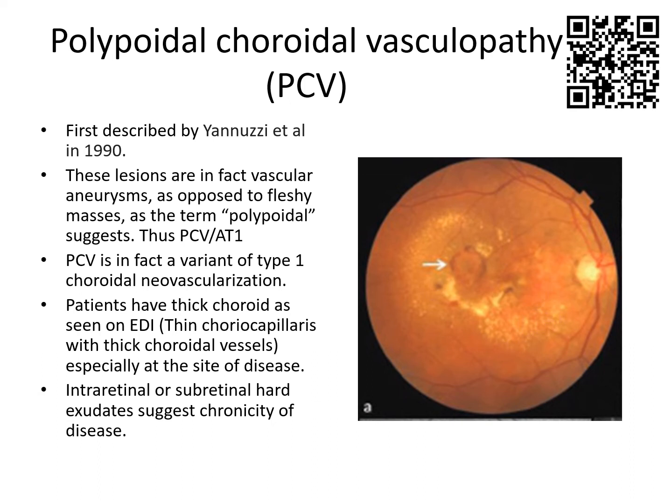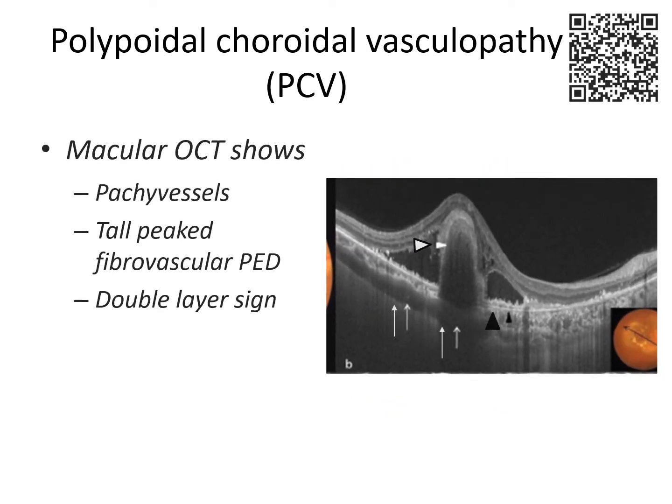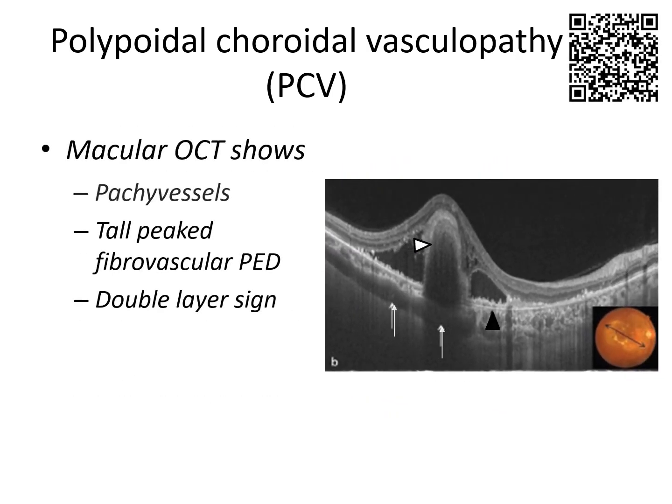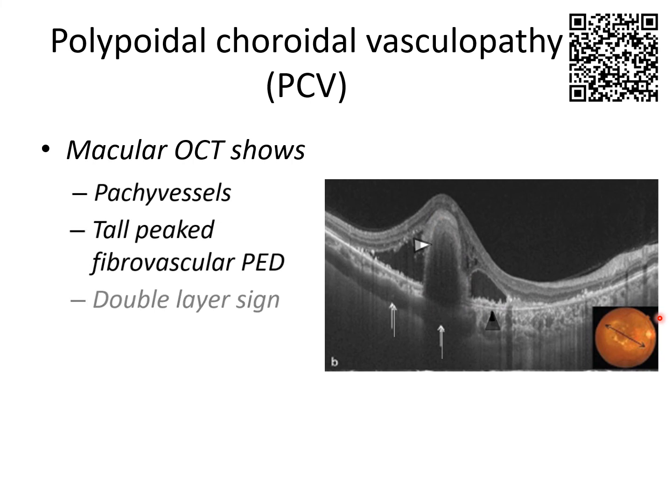When we look at the OCT, we'll find that there are pachy blood vessels, that is thick blood vessels in this area compared to the other areas which are normal. We have tall peaked fibrovascular PED. This is one of the hallmarks of PCV. And there's a double layer sign, separation between the retinal pigment epithelium and the underlying Bruch's membrane.